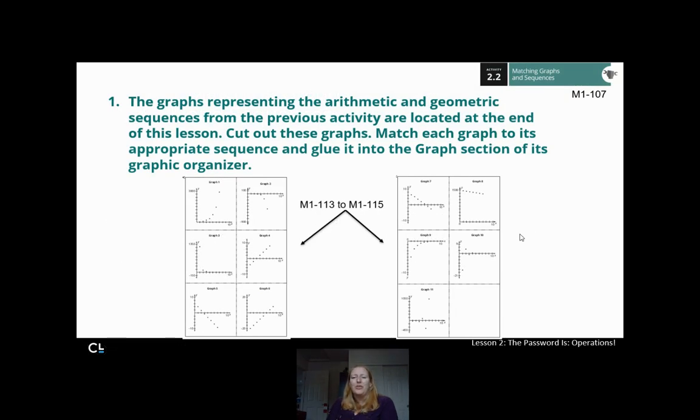So here we go. On pages 113 and 115, you're going to find a whole bunch of graphs, all right? You need to cut out all of these graphs and match them to the appropriate sequences in our graphic organizers and then glue it into the little graph section. Now, again, just like I did with the other one, I'm going to help you with the first one here.